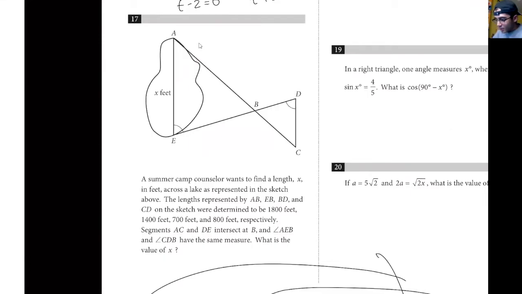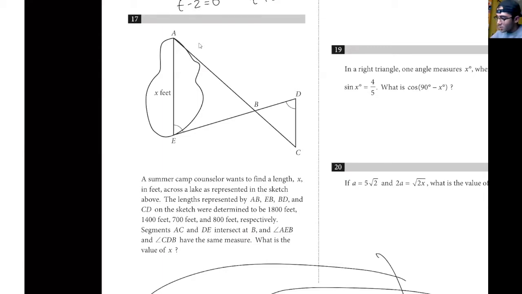All right. A summer camp counselor wants to find a length x in feet across a lake as represented in the sketch above. The lengths represented are AB, EB, BD, and CD on the sketch and were determined to be 1,800 feet, 1,400 feet, 700 feet, and 800 feet, respectively. When they say respectively, it's just in the way it was listed. So that means AB is 1,800 feet. So actually, let me label this on here. Always label. If you get the opportunity to draw on your paper, it's always good to have a visualization of what exactly you're messing with here, right?